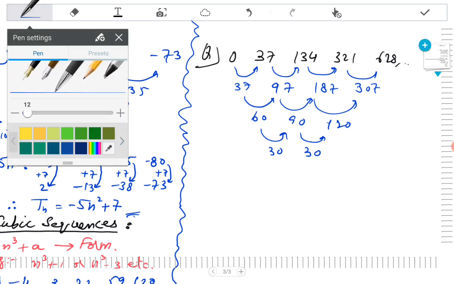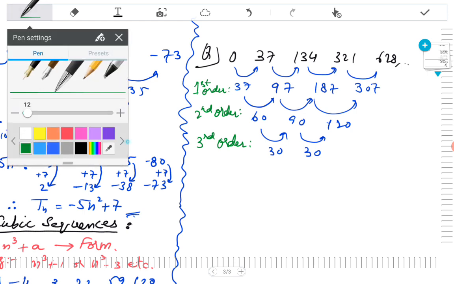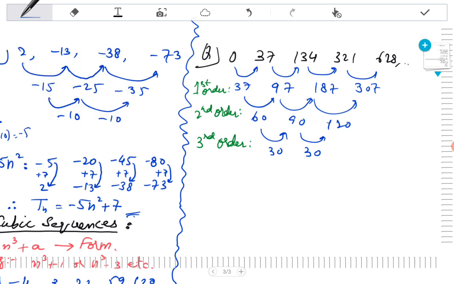So there is some cubic formula behind these numbers, and that is actually required to be found out here. This is the first order, which is not constant. Second order, again not constant. Third order difference is constant. It means there is some cubic formula generating these numbers, and we have to find that cubic formula.